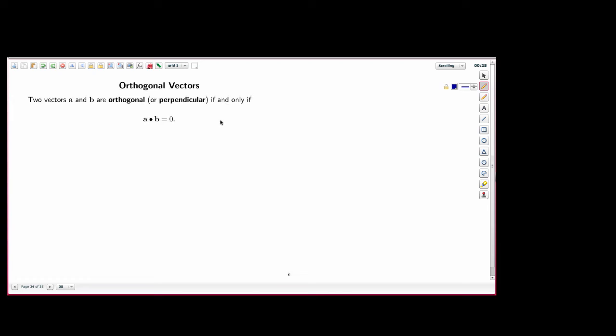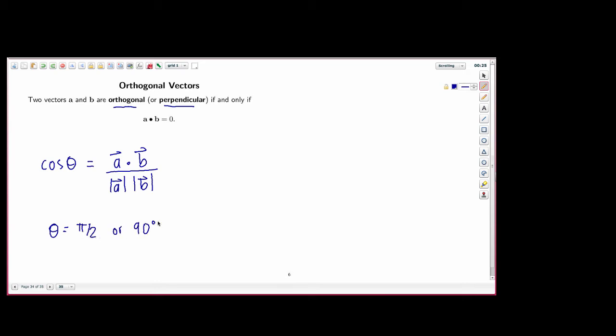Another important application of the dot product is that it gives us an algebraic method for determining whether two vectors are orthogonal or perpendicular. So remember our formula: the cosine of the angle theta between two vectors A and B is equal to A dotted with B over the length of A times the length of B. If two vectors are orthogonal or perpendicular, that means the angle between them is going to be pi over 2, or 90 degrees.